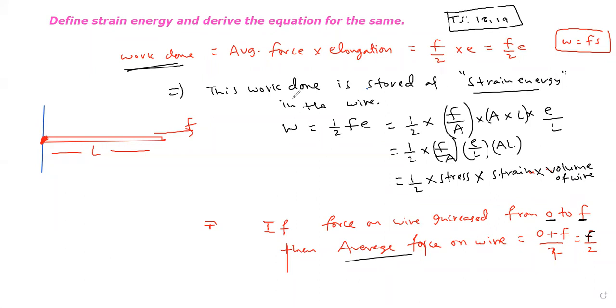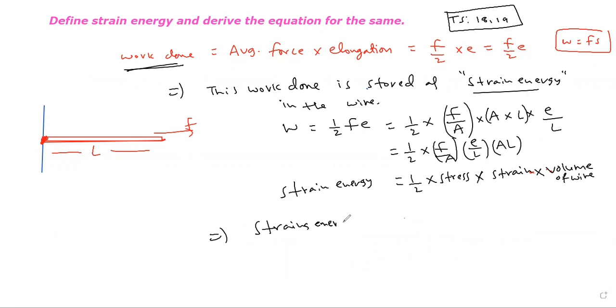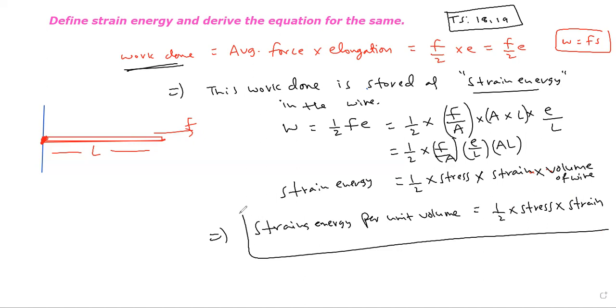Now the final conclusion can be written. So what is the work done here? It is nothing but strain energy. Now, with the volume of the wire, strain energy per unit volume is equal to half into stress into strain. Very easy, nothing is there.